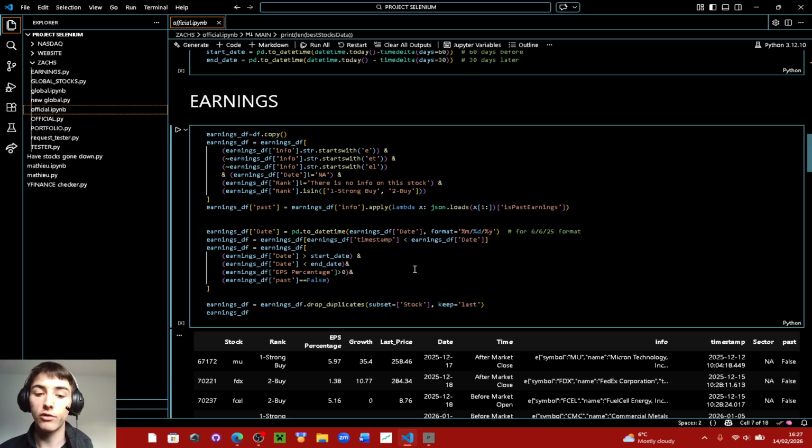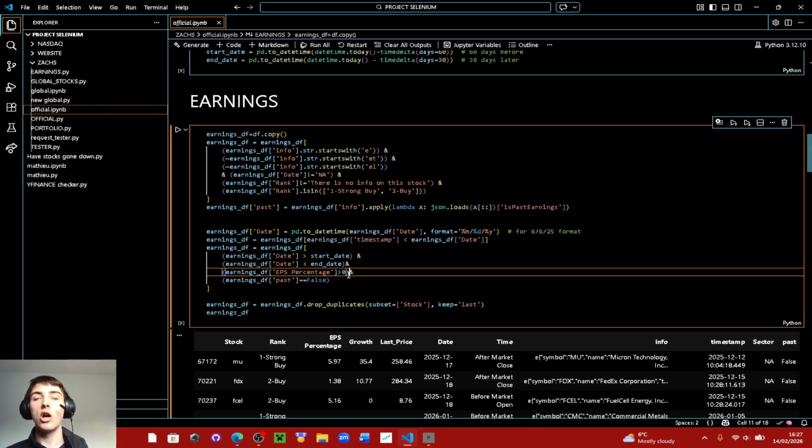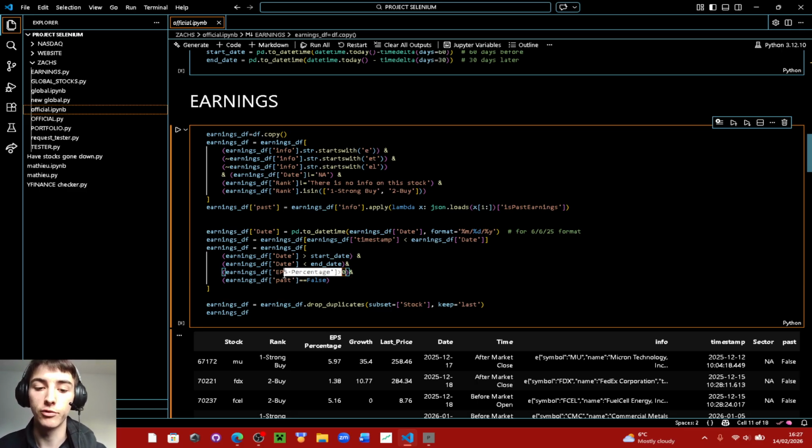And then the only other requirement is that the EPS percentage has to be bigger than 0. What is the EPS percentage? It means that the analysts tracking the stock think that it will beat earnings. Quite a simple metric to track there. Again, everything's straight from Zacks.